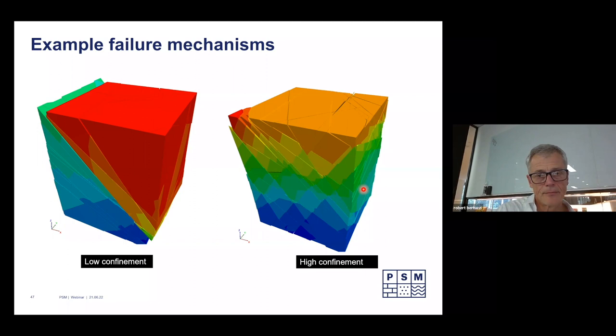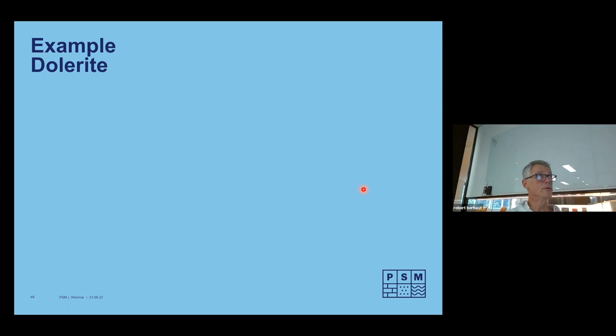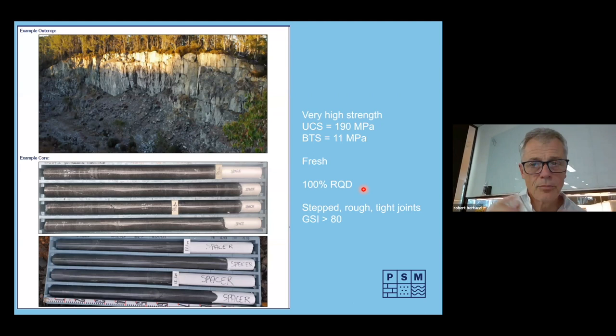I thought it was important not just to rabbit on with some theory, but to show some examples. So I've picked a case of dolerite. Maybe there are some people online that may be familiar with this job. There's a license to be had, but it's got a convenience in that there are both open cut and underground excavations at various scales. So it's a great example to use.